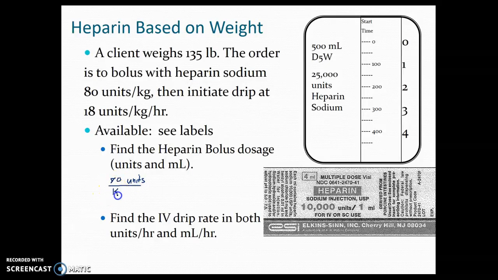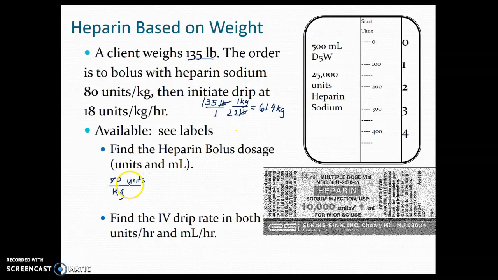Now, because this is per kilogram, we'll recognize that we need to convert the patient's weight into kilograms. So up here at the top, I have the patient's weight of 135. So we'll convert that using the fact that there are 2.2 pounds to 1 kilogram. And so I'll divide that on my calculator, and I come up with an answer of 61.4 kilograms. Because this is greater than 10 kilograms, I'll be rounding to tenths.